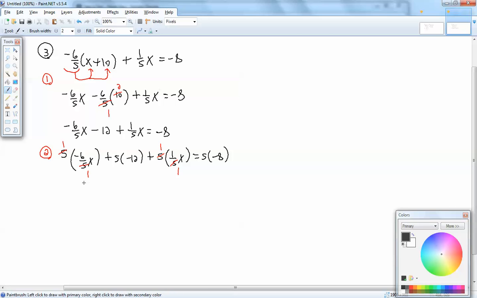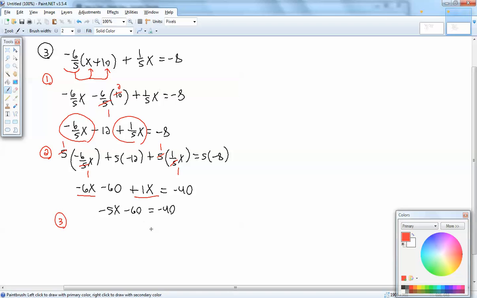Now 1 times negative 6 is negative 6x. 5 times negative 12 is negative 60. 1 times 1 is 1x, or you can just write x. 5 times negative 8 is negative 40. Now I didn't combine together the like terms up here. I could have combined this and this at this step, but typically it's easier to get rid of the fractions first and then combine together like terms, which is what we'll do now. So I got negative 6x plus 1x. That's going to give us negative 5x minus 60 equals negative 40.